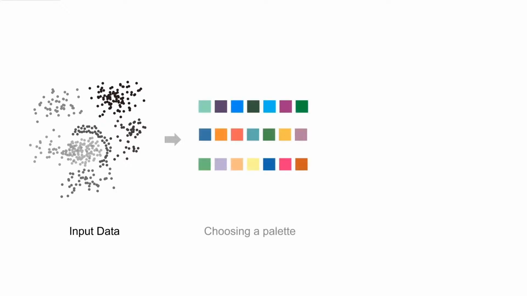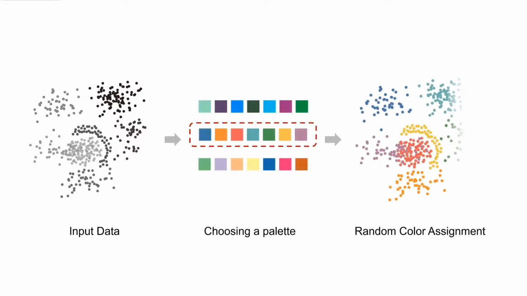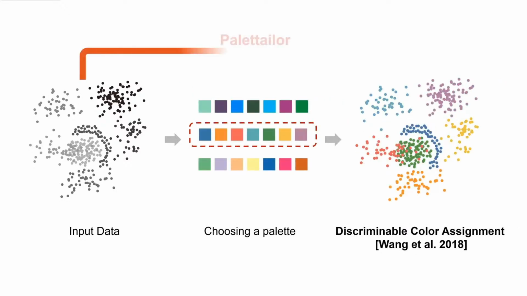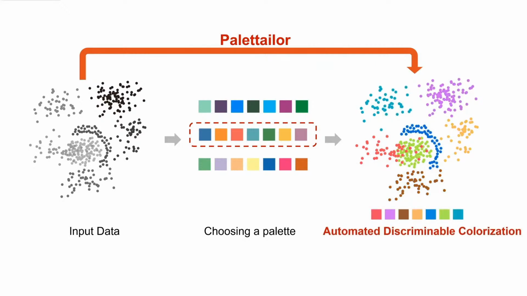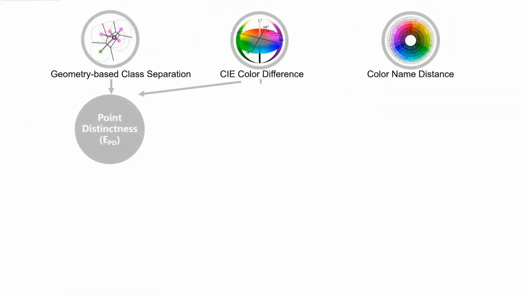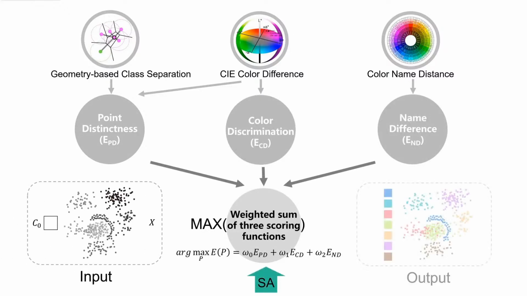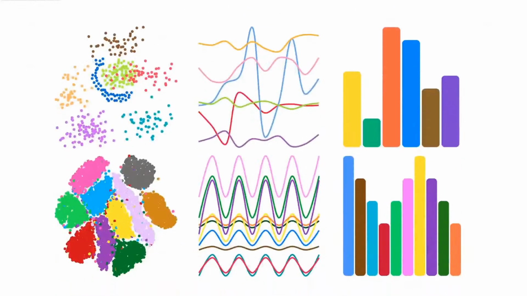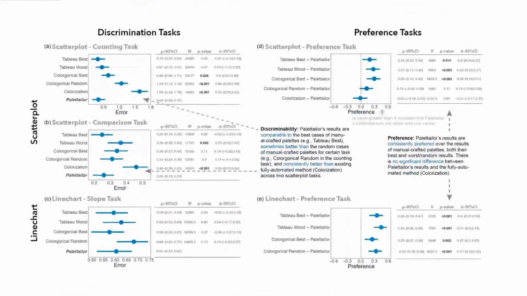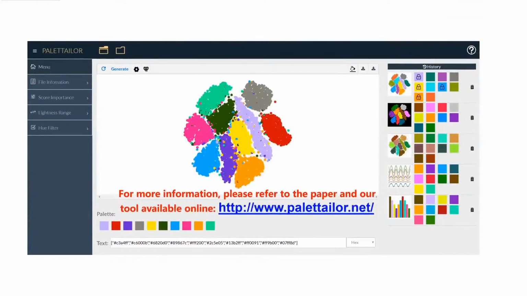We propose a method, Palettailor, that fully automates the coloring process of categorical data and produces discriminable results. Based on both color and data spaces, our method incorporates 3 scoring functions into a customized simulated annealing algorithm. We apply our method to different types of visualizations and compare it with the state-of-the-art palettes through a controlled user study.